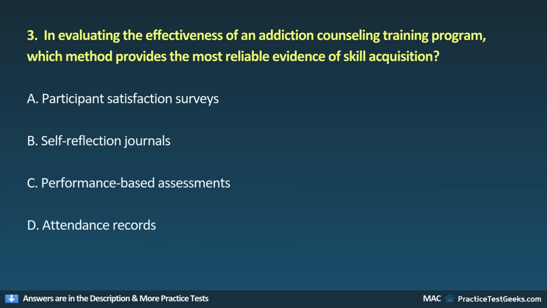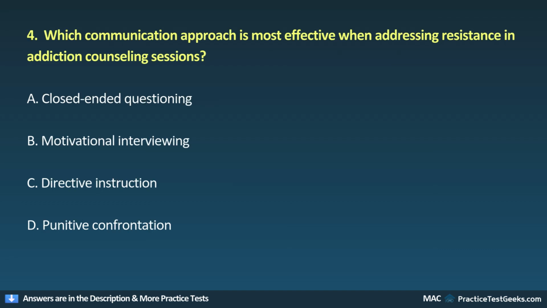3. In evaluating the effectiveness of an addiction counseling training program, which method provides the most reliable evidence of skill acquisition? A. Participant satisfaction surveys. B. Self-reflection journals. C. Performance-based assessments. D. Attendance records.